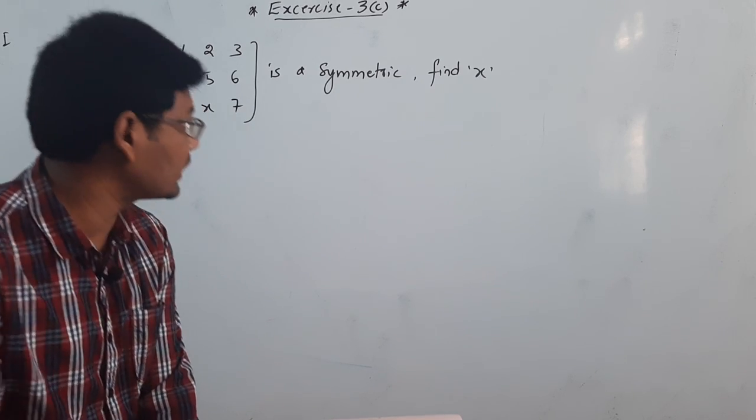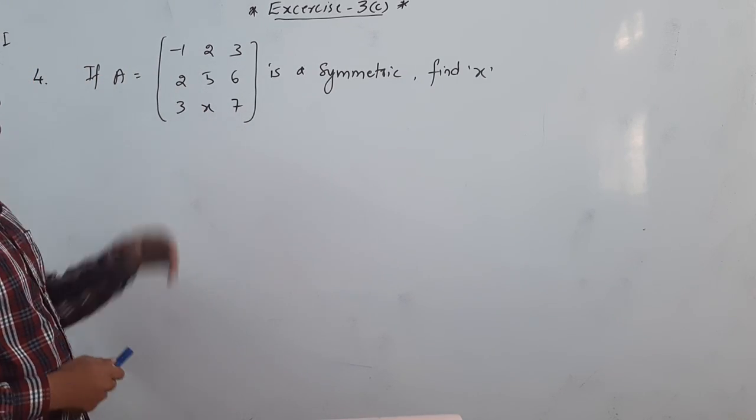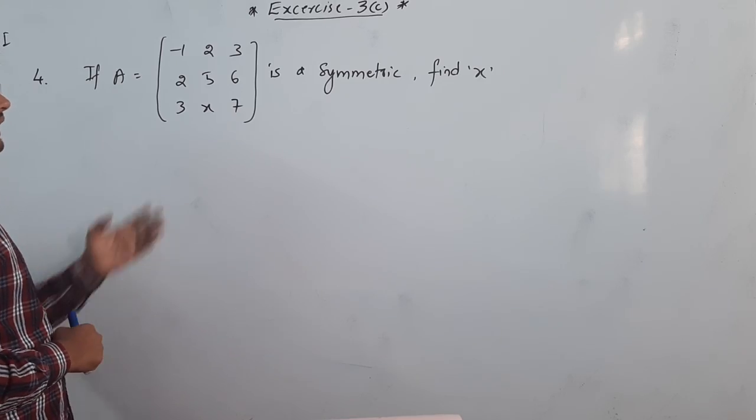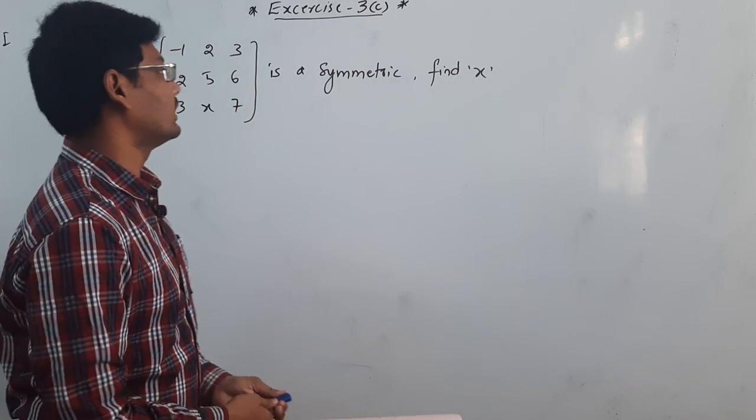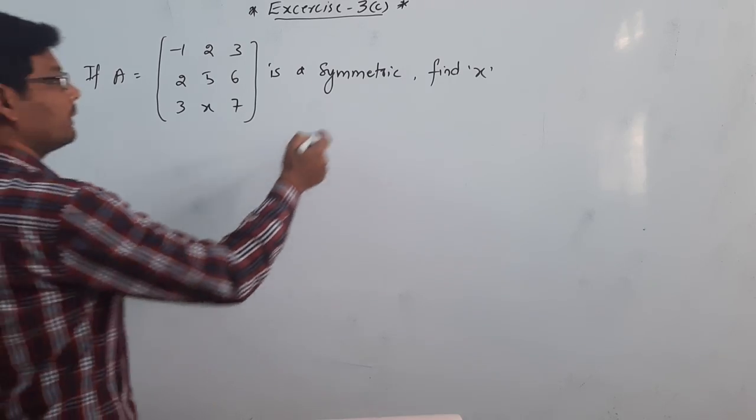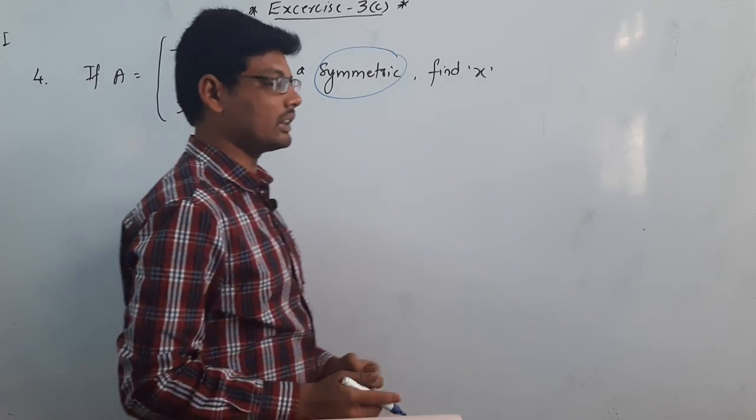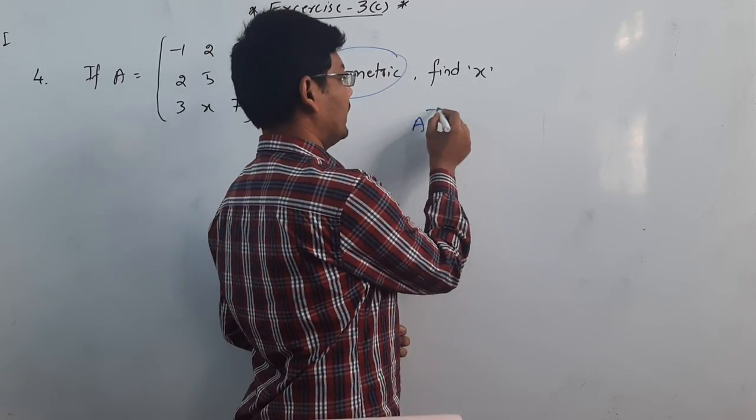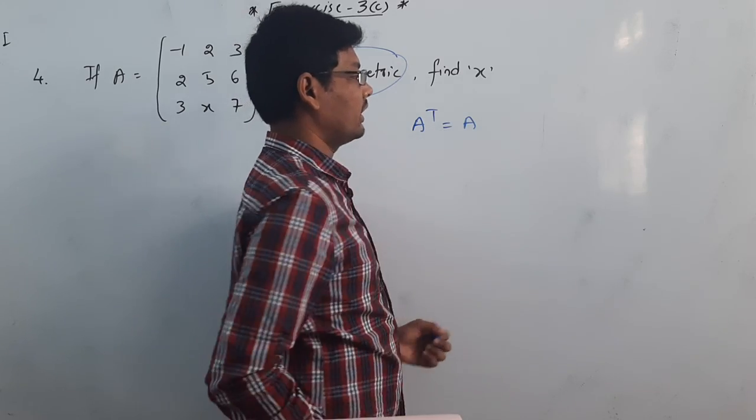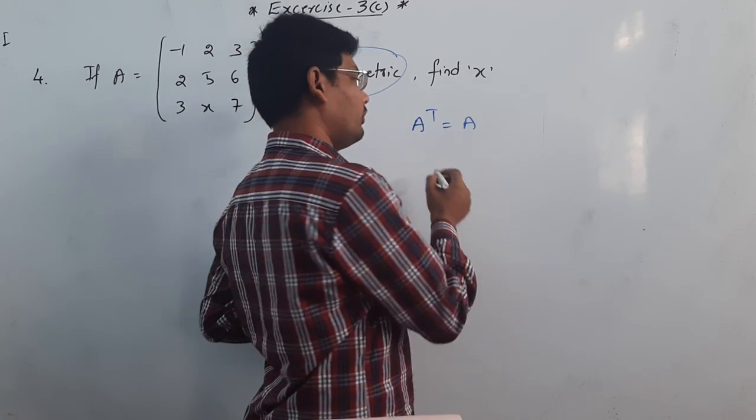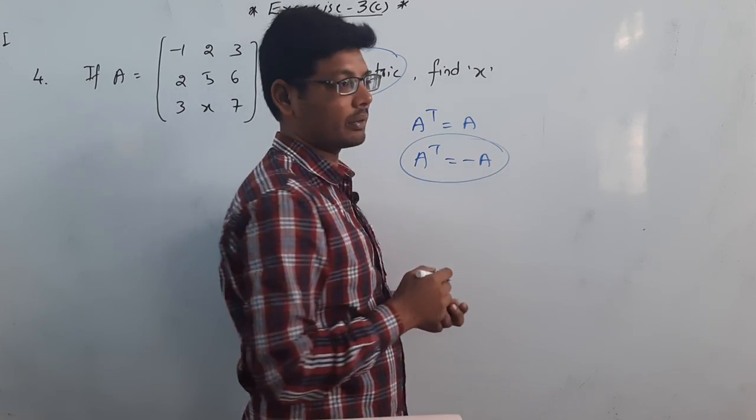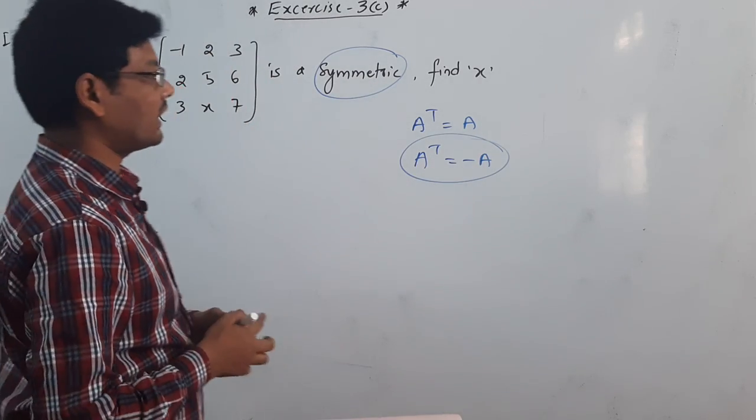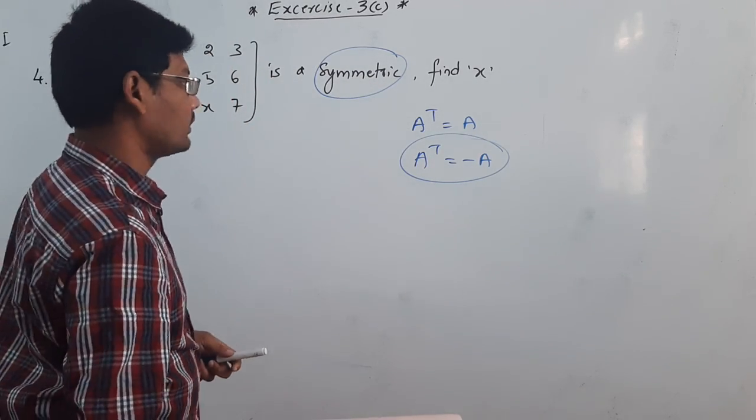Given a 3 by 3 matrix A = [-1 2 3; 2 5 6; 3 x 7], which is a symmetric matrix, find the x value. What is meant by a symmetric matrix? A symmetric matrix is one where A transpose is equal to A. If A transpose is equal to minus A, that is a skew symmetric matrix. Here, with the symmetric matrix, we can find x easily.